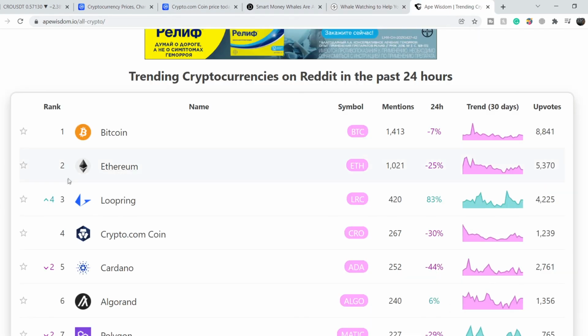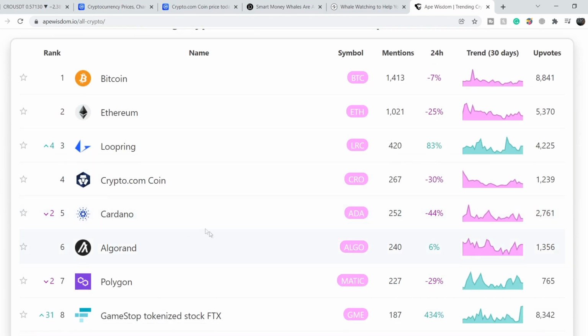And let me show you right here on appwisdom.io, in the crypto top folder, we have Crypto.com coin in 4th place. Previously, when I made my previous video, it was in 5th place, but for now it is in the 4th one. And it is also a good sign, despite this diminishing volume of the mentions.